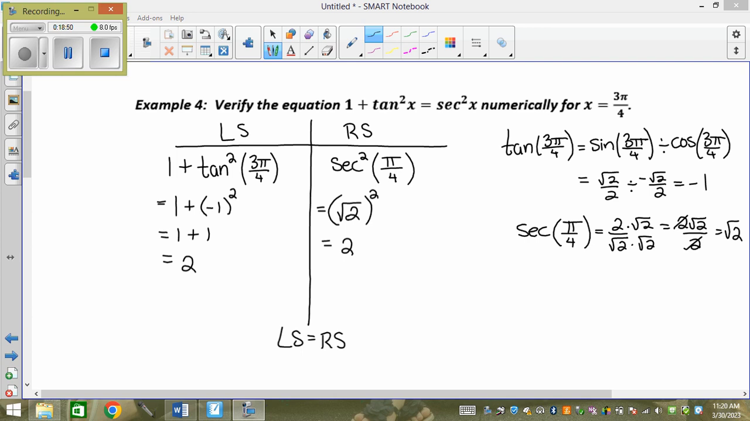Secant of pi over 4? Should be positive. It would be after you square. It's a 3. It's a 3. Oh my gosh, I did not fill it in right.